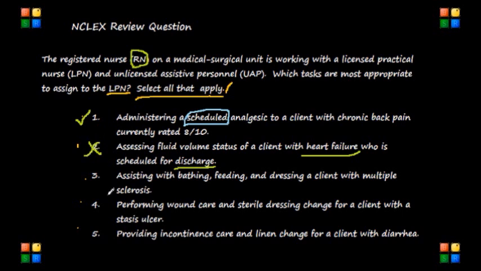Now let's look at options 3 and 5, which is assisting with bathing, feeding, and dressing the client with multiple sclerosis, and number 5, which is providing incontinence care and linen change for a client with diarrhea. The problem here, guys, is that although these tasks can be safely carried out by the LPN, it's going to underutilize the LPN, right? Therefore, these tasks should be delegated to the unlicensed assistive personnel, or the UAP. Okay, because it's just an ineffective use of resources. So 3 and 5 are not appropriate to assign to an LPN.